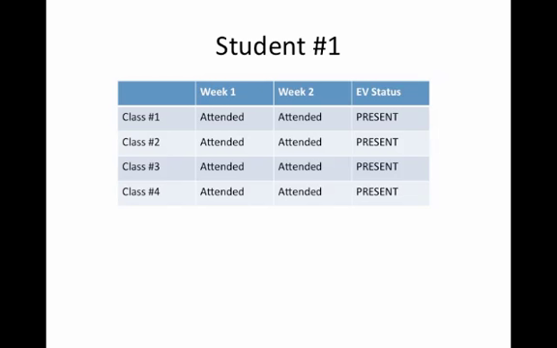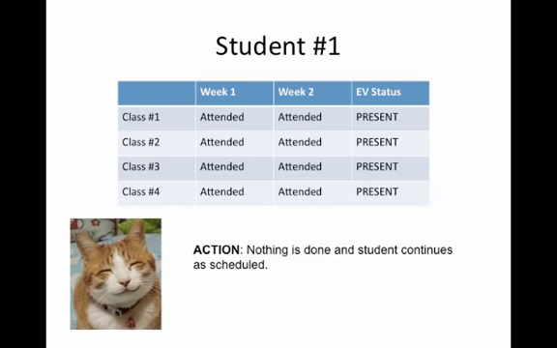In the first scenario, we have a student who attended all of their classes. They're attending 4 classes. They attended week 1 and week 2, and in every enrollment verification report, they are marked as being present. What happens to this student? The good news is nothing happens. Nothing is done. The student continues as scheduled. And advisement is quite happy because they don't have to worry about this student. They have attended classes and there is nothing that needs to be done behind the scenes.